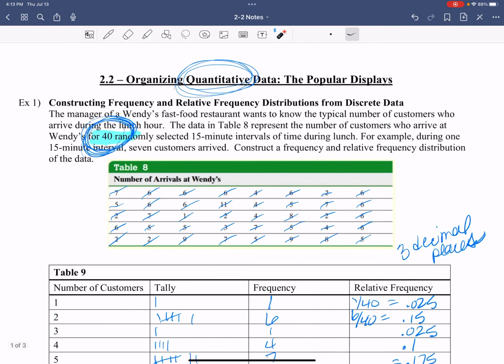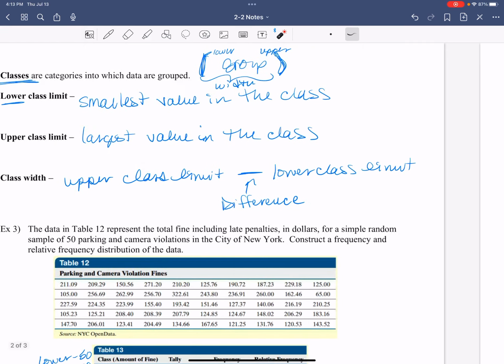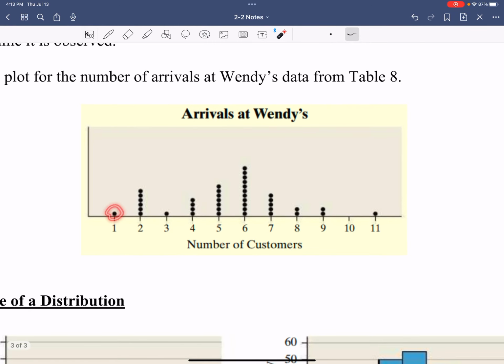So I'm going to swing back over here real quick. Notice we can tally these up for individual values, and I have this frequency. So on a dot plot, the 1 gets 1 dot. The 2 gets 6 dots. The 3 gets 1 dot. Do you see how this is playing out? 1 dot. 1, 2, 3, 4, 5, 6 dots. 1 dot. That's a dot plot.